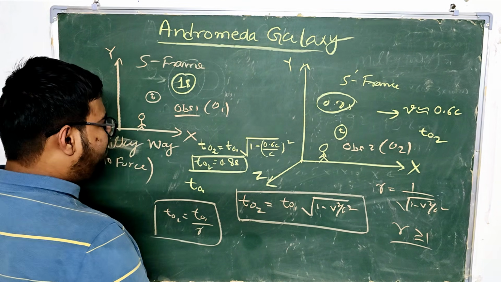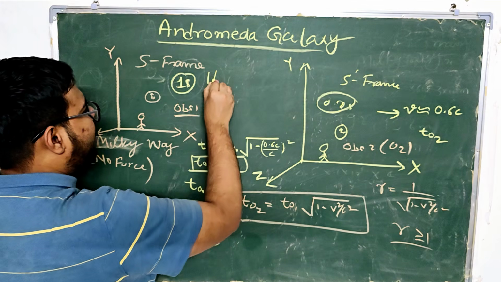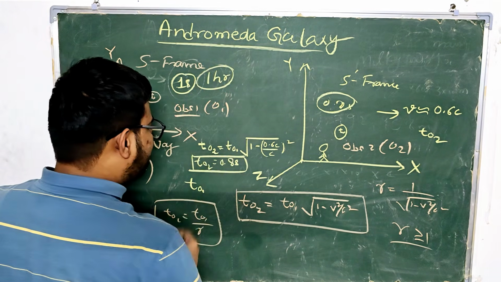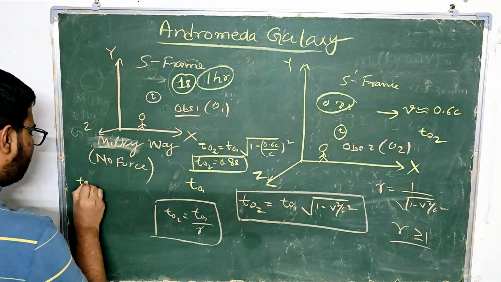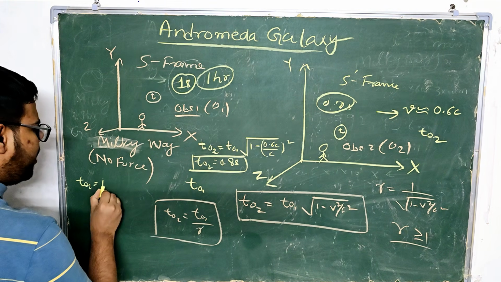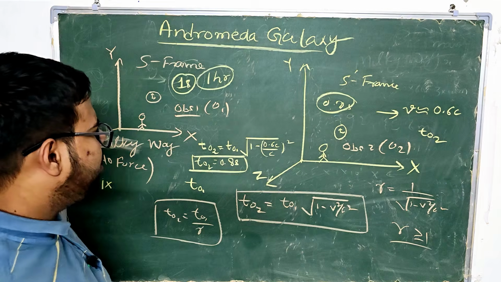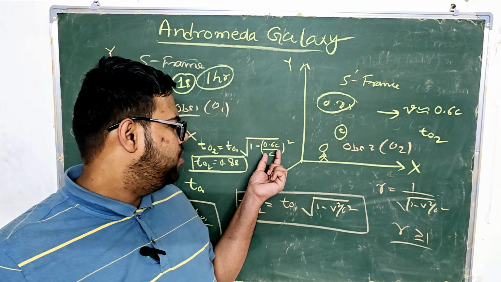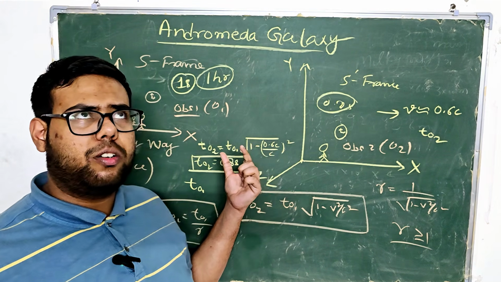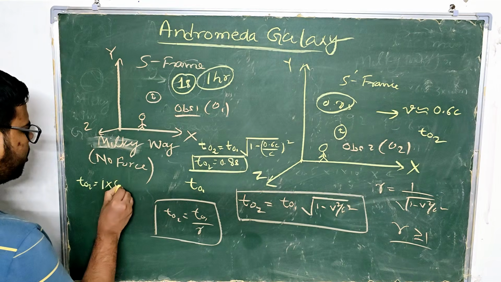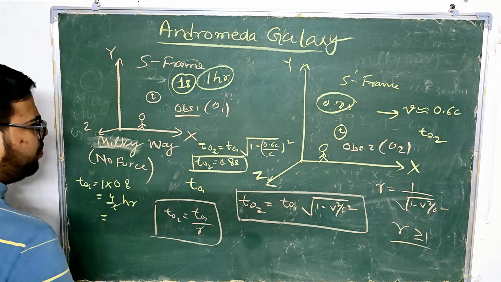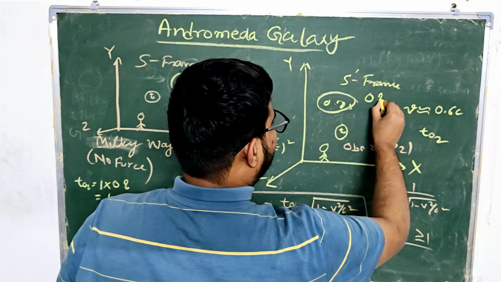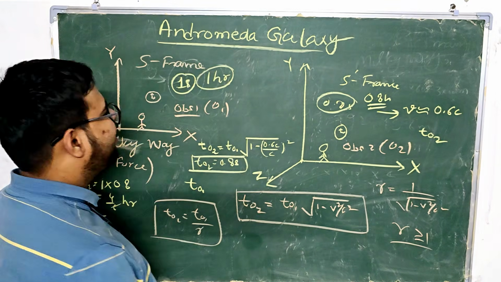So it means that suppose for him, if 1 hour has passed, let's calculate how much time has passed for this observer. T_O2 will be 1 hour times this term, which will be 0.36. 1 minus 0.36 is 0.64, and when you take the square root, 0.8, so it is 4 by 5 hour. Okay, so for him 0.8 hour has passed, right?